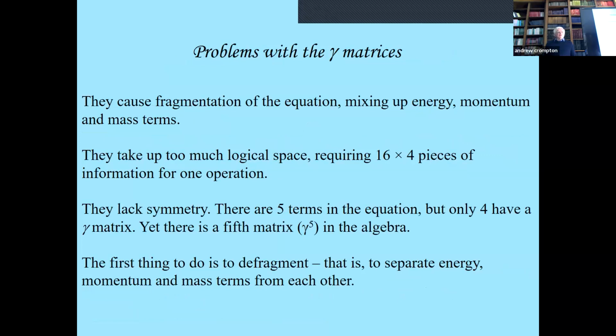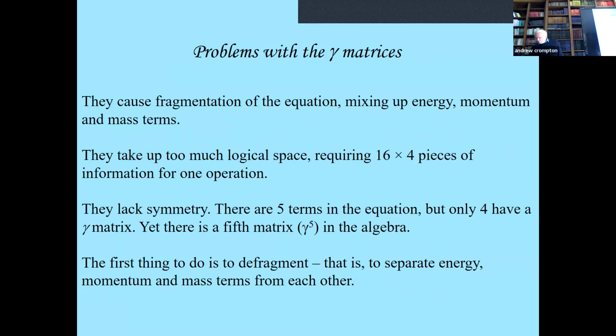So the gamma matrices, when you actually do them and put them down as matrices and see how the equation works out, you just get a big fragmentation. You mix up energy, momentum, and mass. It takes up a huge amount of space. You need 64 units to do it because you've got 16 times 4 spaces: 16 for the operator and 4 for the wave function. And there are 5 terms in the equation, and 5 in the algebra, but only 4 have a gamma matrix, yet there are 5 in the algebra. So what are we going to do?